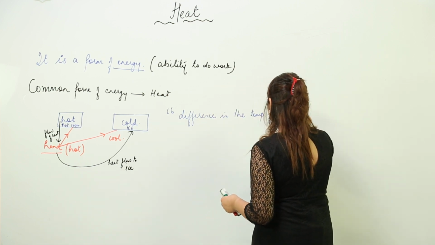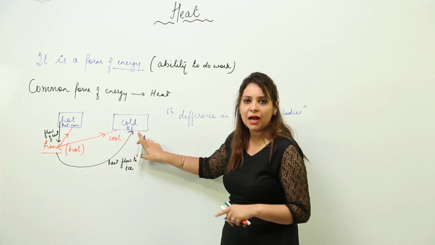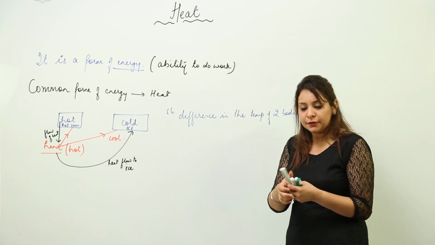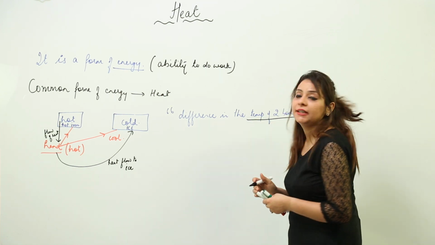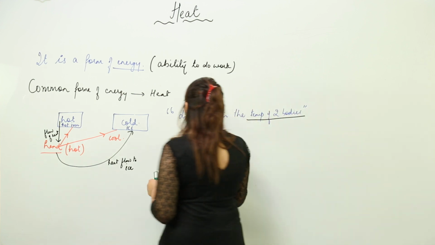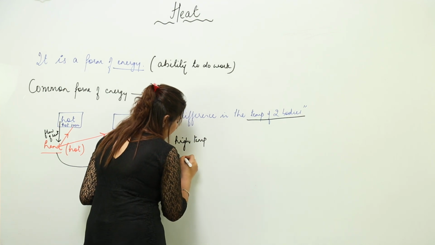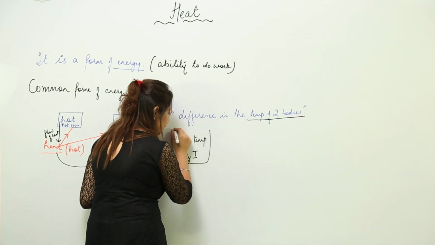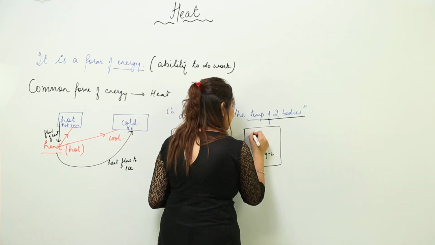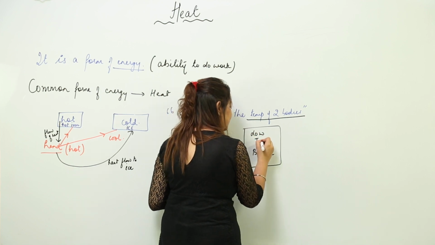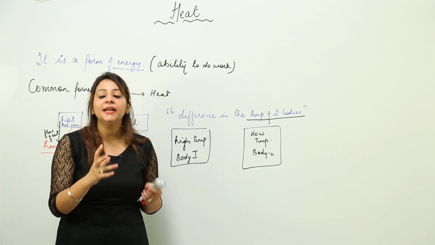Here the two bodies were my hand and the hot iron, and in the other case it was again my hand and the ice. So the flow of heat is determined by the temperature difference between two bodies. Suppose I have a body which is at high temperature, let's say body 1, and another body, let's say body 2, which is at a comparatively lower temperature. So the direction of flow of heat is determined by the temperature difference.